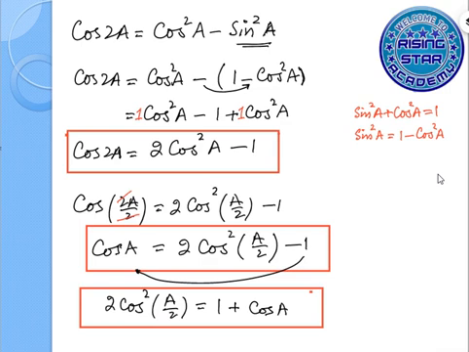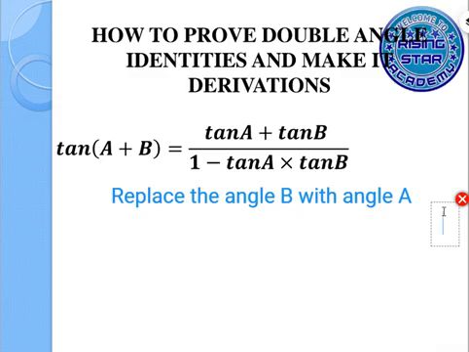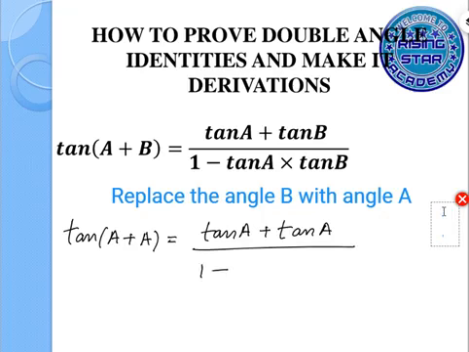Now we will prove the tan double angle identity. Here we have tan of A plus B, that is tan of A plus tan of B over 1 minus tan A times tan B. So I will replace the angle B with angle A. So in the next step, I will write tan of A plus A, tan of A plus tan of A divided by 1 minus tan of A into tan of A. So this B is replaced with A.